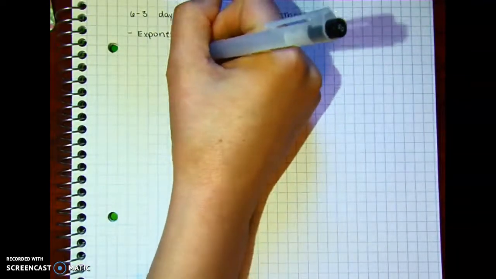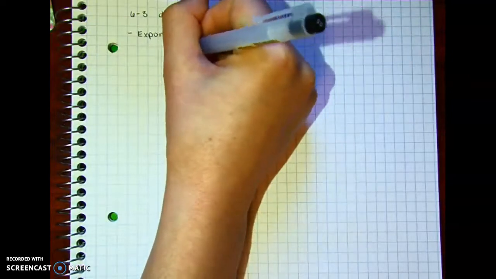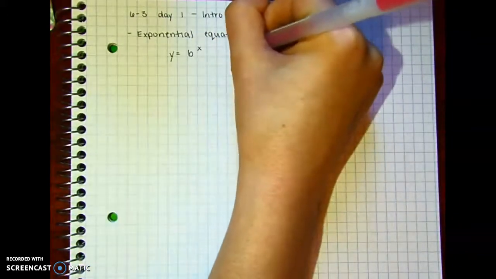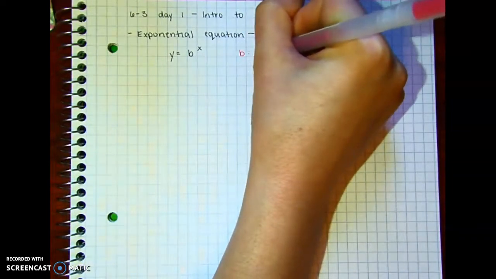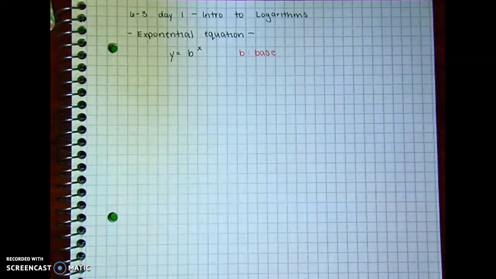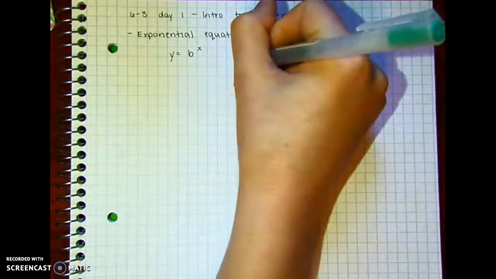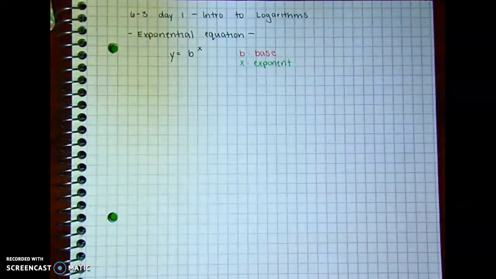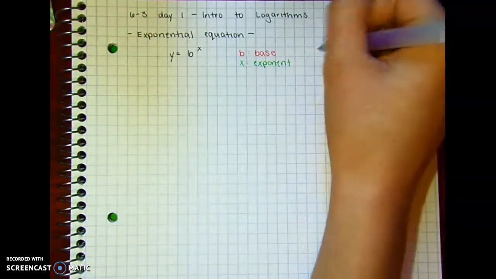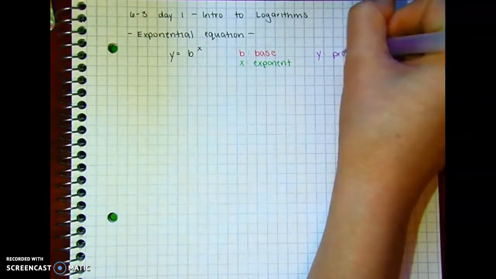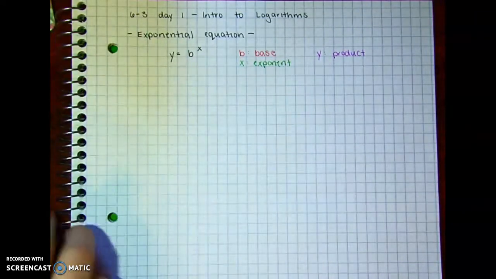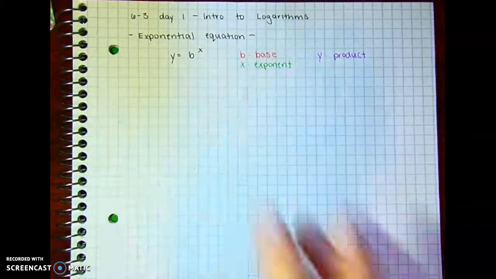So a generalization would be y equals b to the power of x. So b is our base, x is the exponent, and we can think of y as the product. And I'm going to call it a product because if this were b to the fourth, it's going to be b times b times b times b, so we're multiplying it 4 times.